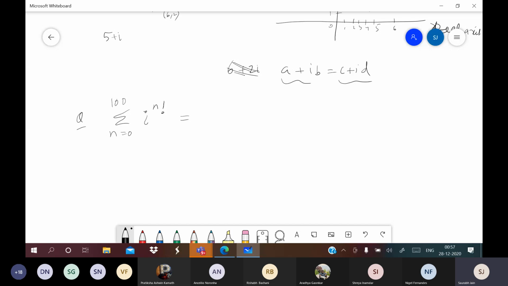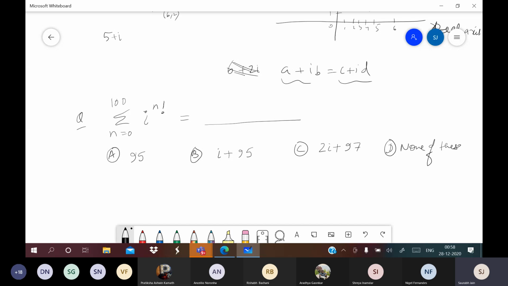The question says iota to the power n factorial. Okay, and I'm telling you this i stands for iota. So iota to the power n factorial, where n goes from 0 to 100, sigma. Its value you have to calculate, and I'm giving you the options. Is it 95? Is it iota plus 95? Just tell me what you are getting. 2 iota plus 97, or D, none of these.